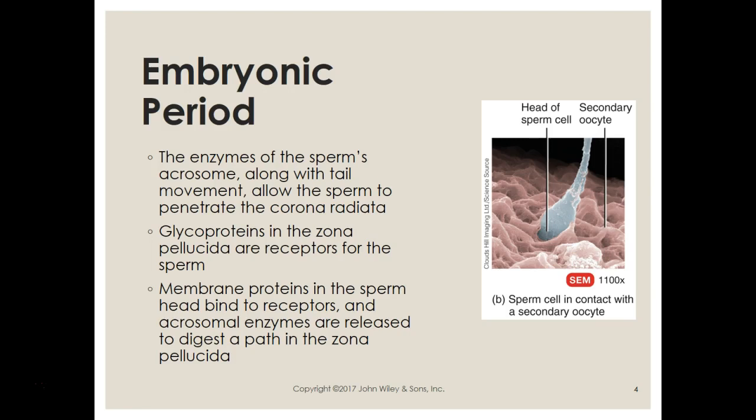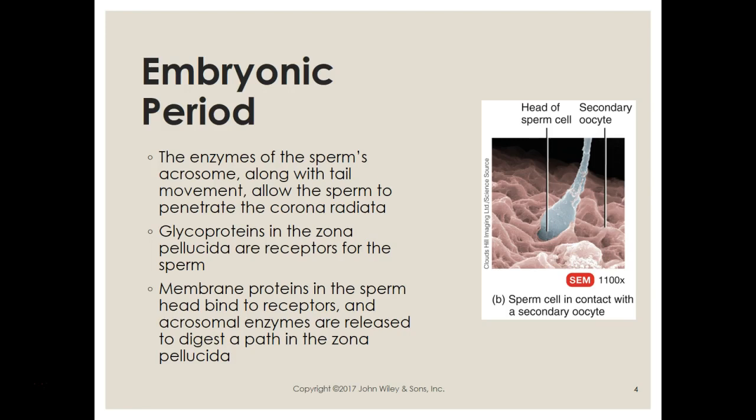On the zona pellucida there are receptors. Those receptors cause an action to occur in the sperm cell. Once the sperm cell binds those receptors, it triggers a reaction called the acrosomal reaction, and that causes the release of the contents of the acrosome. And remember, it's all those acrosomal enzymes in there.